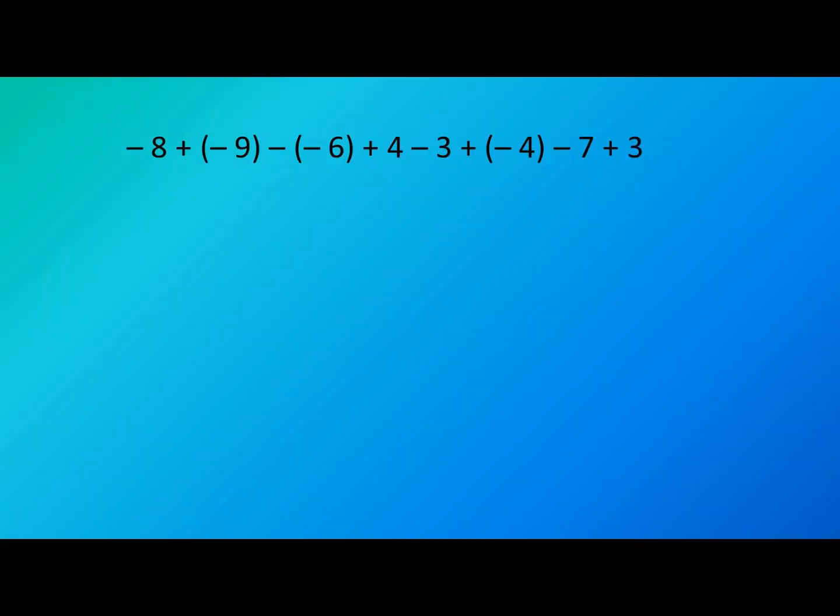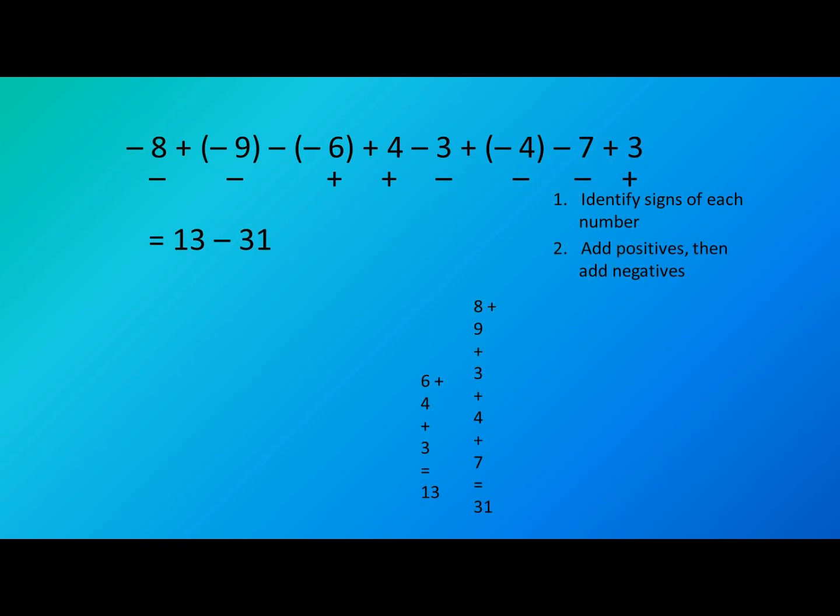So here we go. -8 is negative, plus -9 is negative, minus -6 is positive, plus 4 is positive, minus 3 is negative, plus -4 is negative, minus 7 is negative, and plus 3 is positive. So now we look for the positives. Well, the positives are the double negative -6, that's a positive, the plus 4, and the plus 3 at the very end. It looks like everything else is negative. So, 6 plus 4 is 10, plus 3 is 13.